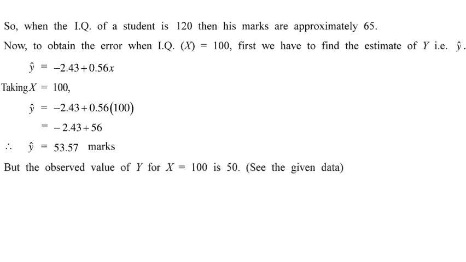Now to find the error, we need to make a difference of the actual data and the estimated data. The actual data is 50, which I told you guys very earlier, and the estimate is the 53.57. So to find the error, our formula is E is equal to y minus y cap. Putting the observed data and estimated data there, we get the error as negative 3.57 marks. So my dear friends, this is called the error of estimation, that is negative 3.57 marks.